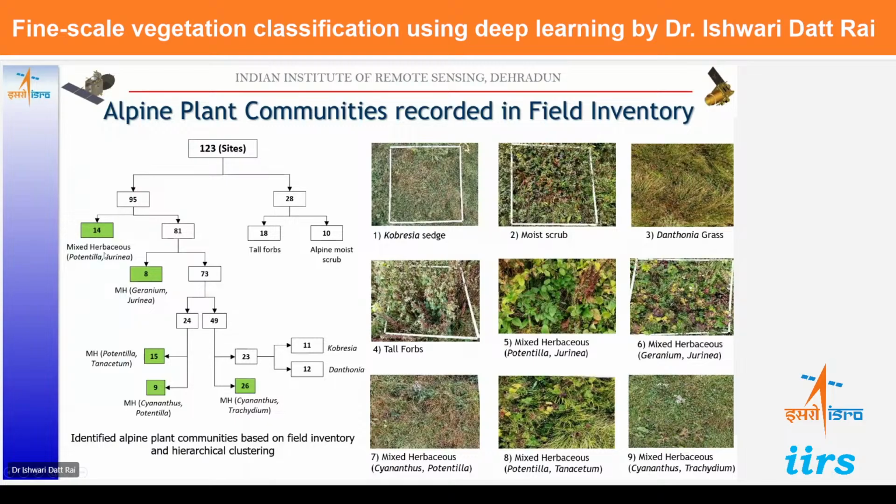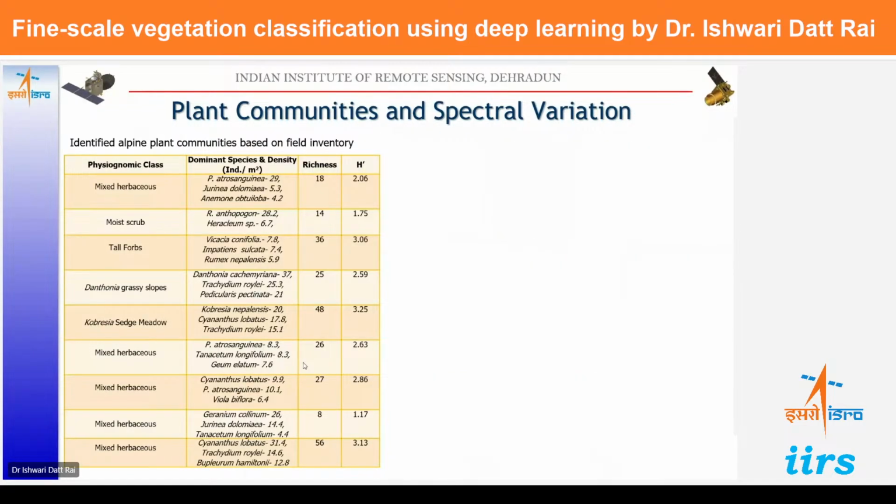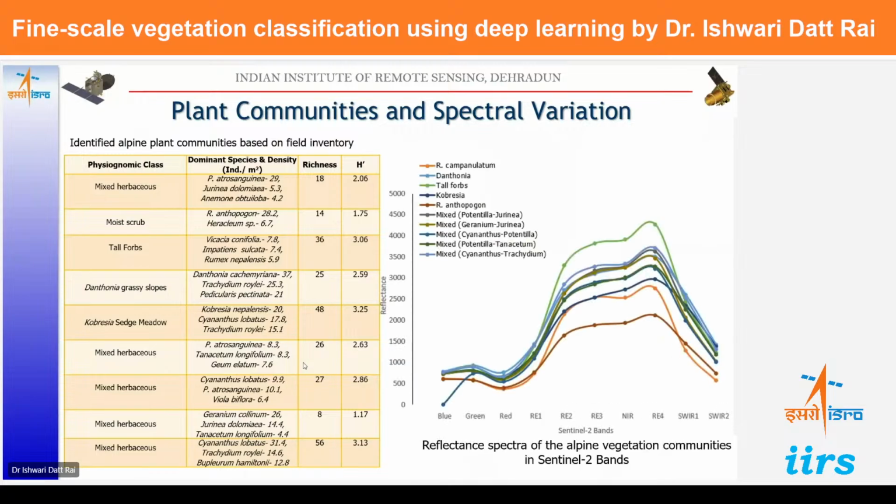And within the mixed herbaceous, we found many communities present on the ground, which are distributed at different locations. So the task was to see how they differ in their species composition, and how they are differentiated using spectral separability in the satellite data. In this, you can see that if you plot the spectral reflectance curve for the different communities, each community is represented by a different, unique curve on the satellite data also. So it means these are separable using the satellite data to some extent.